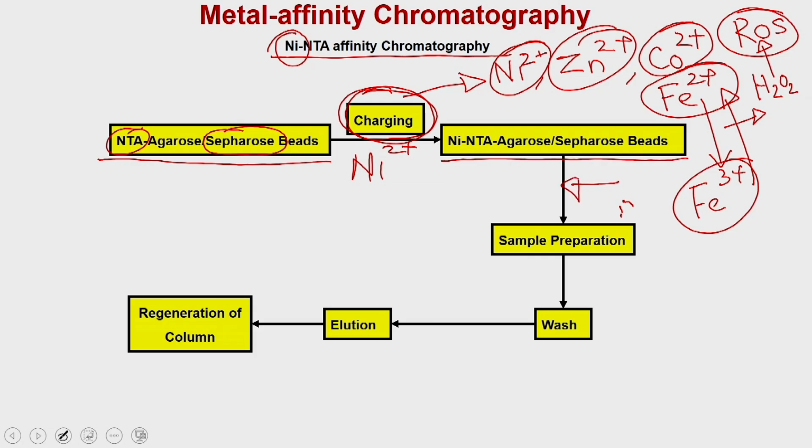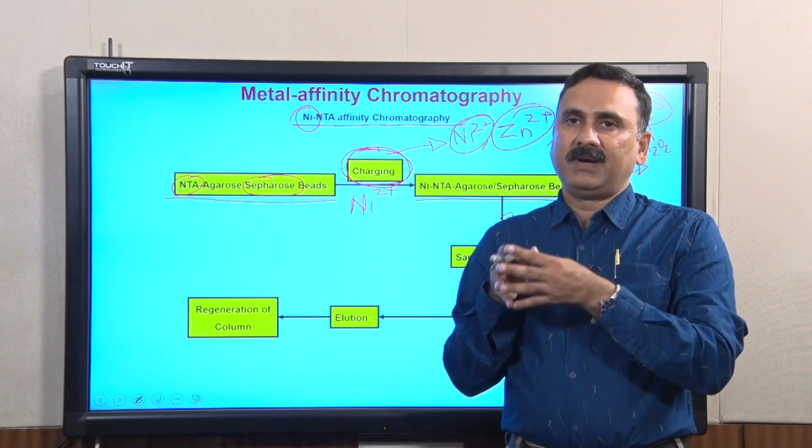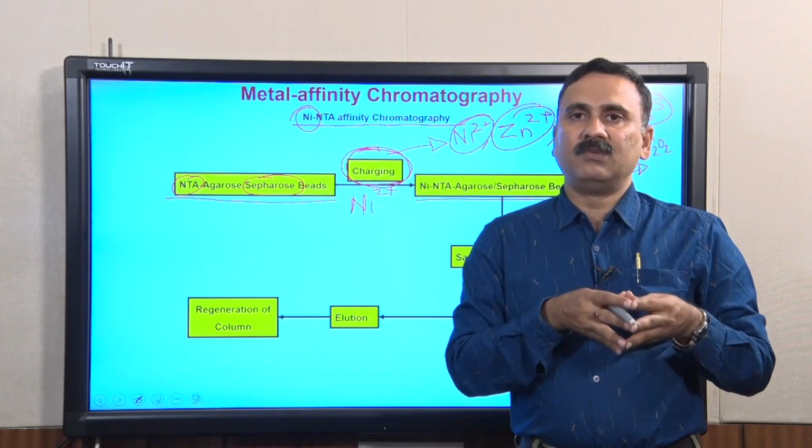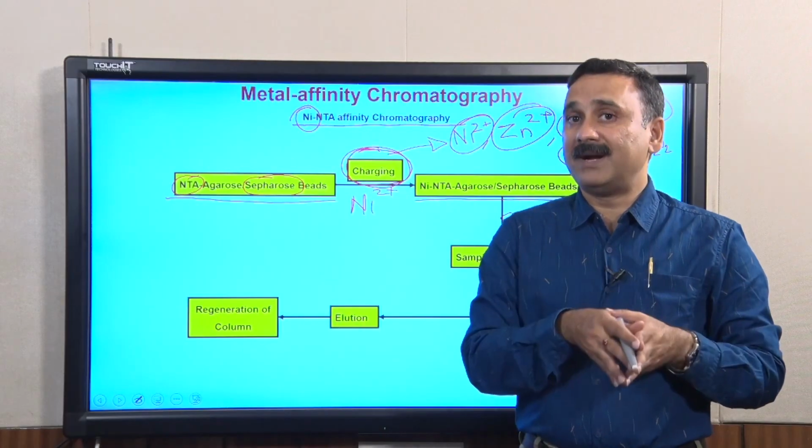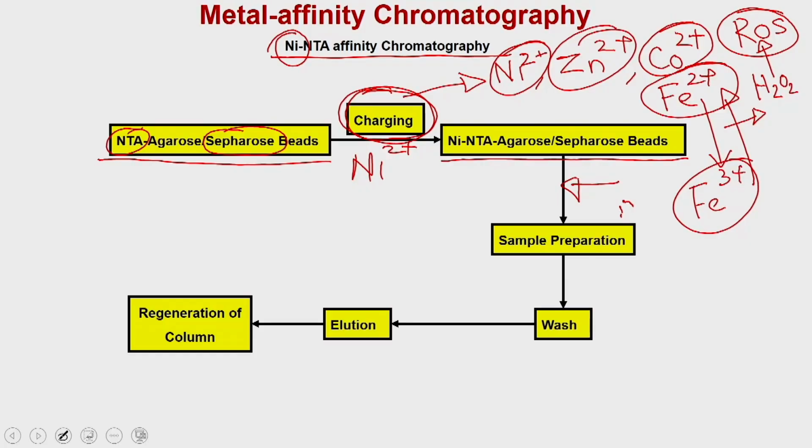The sample preparation is very simple. You have to filter the sample so that there is no particulate matter, so that the column does not get clogged or the column's flow rate does not get compromised, and then it is going to bind to the matrix. Before you apply the sample, you have to equilibrate the column with the equilibration buffer, and in most nickel NTA affinity chromatography, you have to keep the pH somewhere around 8.